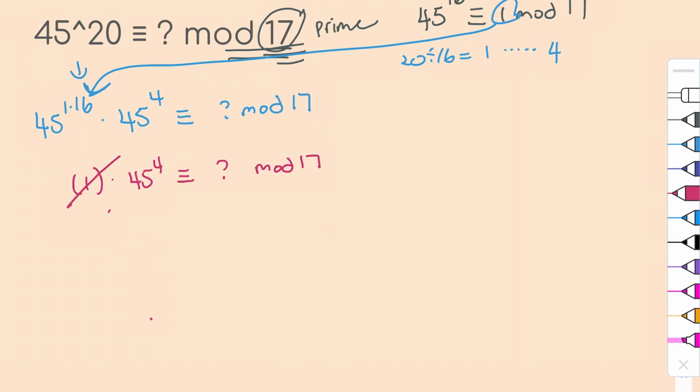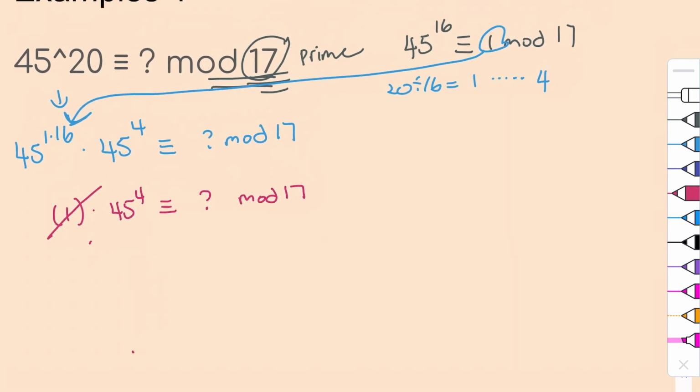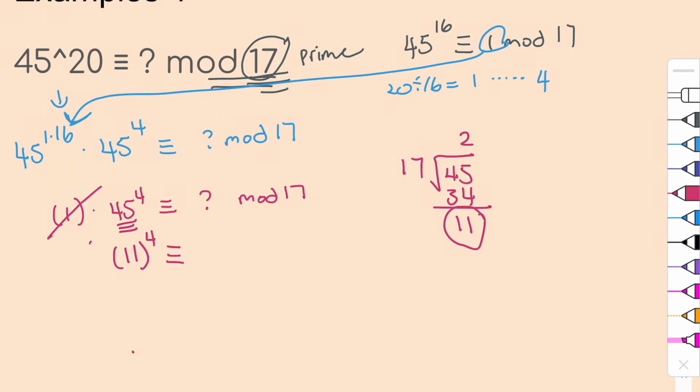Now cross out the 1, and we can find the remainder for 45 first, and then figure out the final answer. So what we have to do is use 45 divided by 17, which is going to be 2, and the remainder is 11. So we can just substitute it. 11 to the 4th power is equivalent to what number in mod 17?